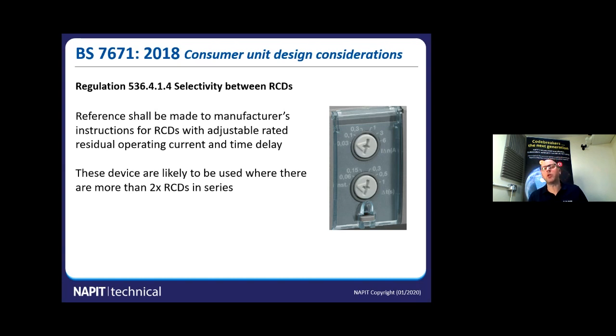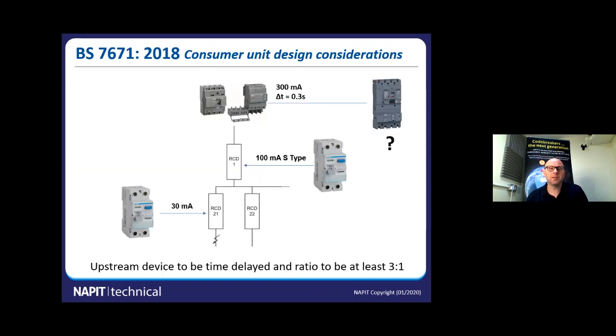Okay, now sometimes you have to make reference to manufacturer's instructions when you get adjustable RCDs, and you've got to decide how to set those time delays and those current settings in there, and this may be needed when the installation is more complex. So looking at the screen there, trying to achieve 3:1, we've got the final circuits on RCD 21 as 30 milliamp, then we've got a time delay on the S-type there, 100 milliamp. We've got our 3:1 ratio.